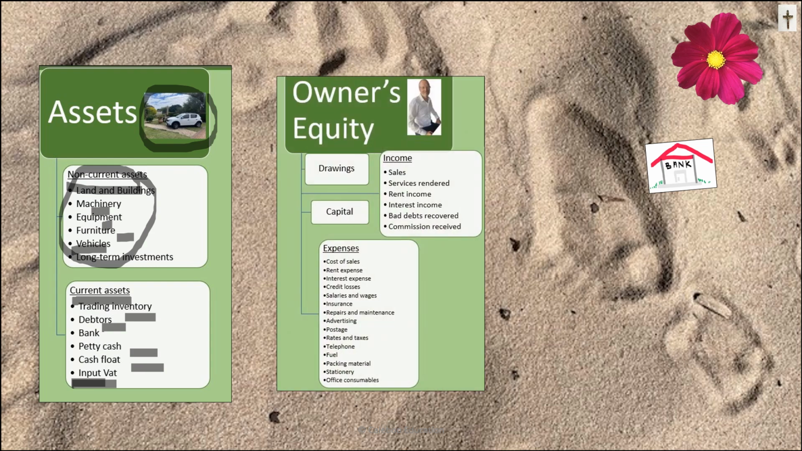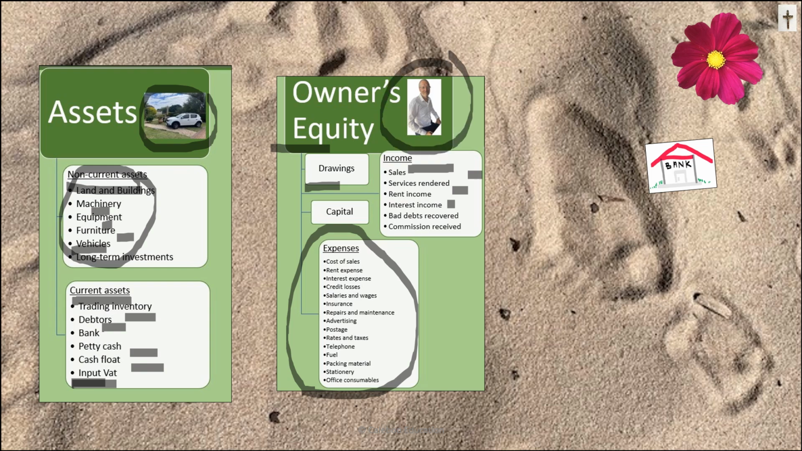Under owner's equity, remember we got our acronym DICE, drawings, what the owner takes out. We can earn income in the following ways: sales, services rendered, rent income, interest income. These are typical business expenses. There's a picture of myself. I'm the owner of the sole proprietor.